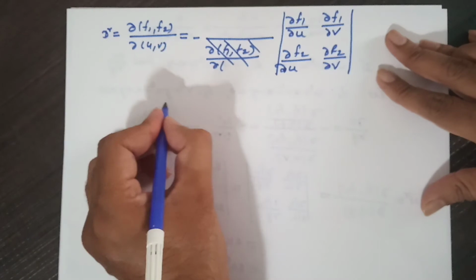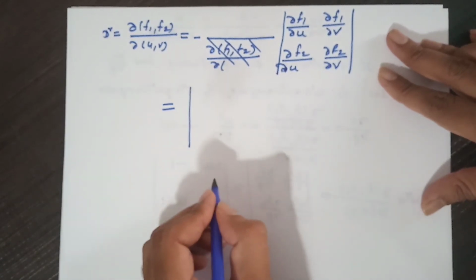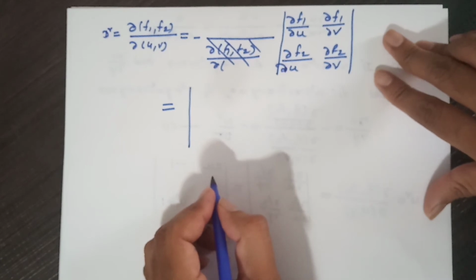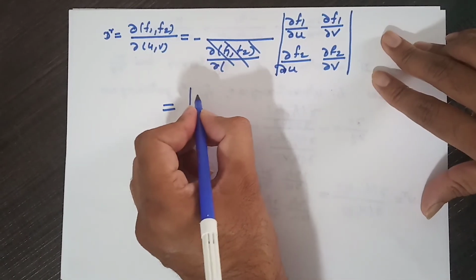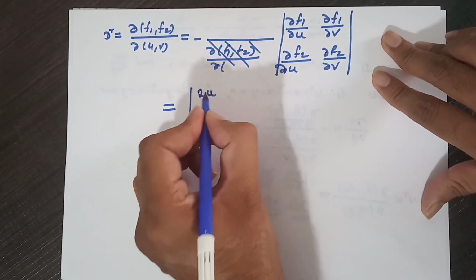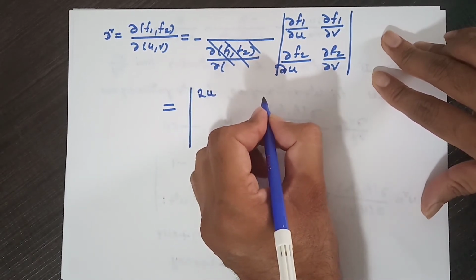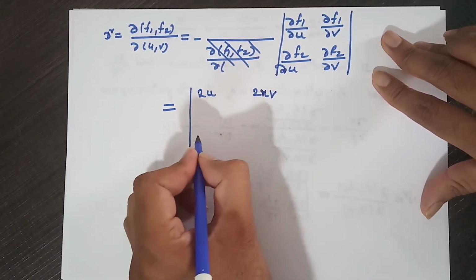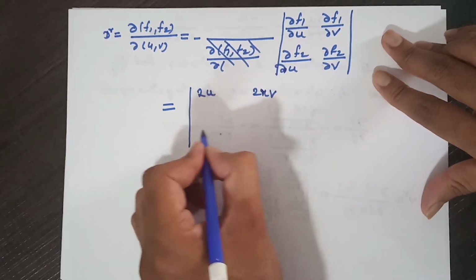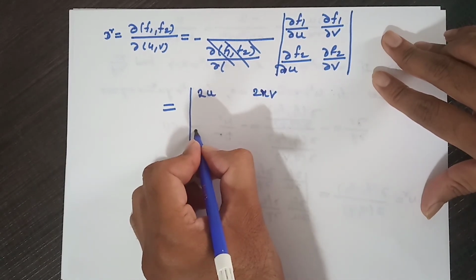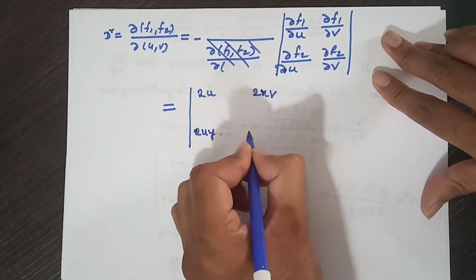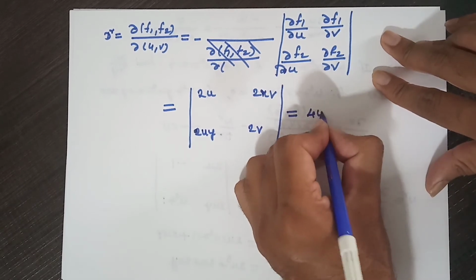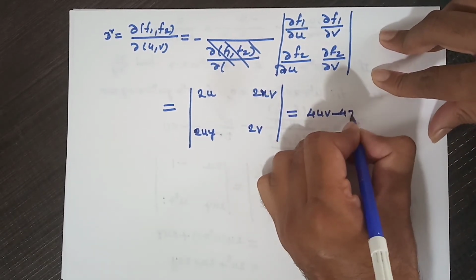Okay, but what is f1? f1 is equal to u square plus xv square minus x minus y equal to 0. So what is f1 with respect to v? f1 with respect to v is equal to 2 times xv. f2 with respect to u is equal to 2 times uy, and f2 with respect to v is 2 times v. So solving this, 4uv minus 4 times xvy.